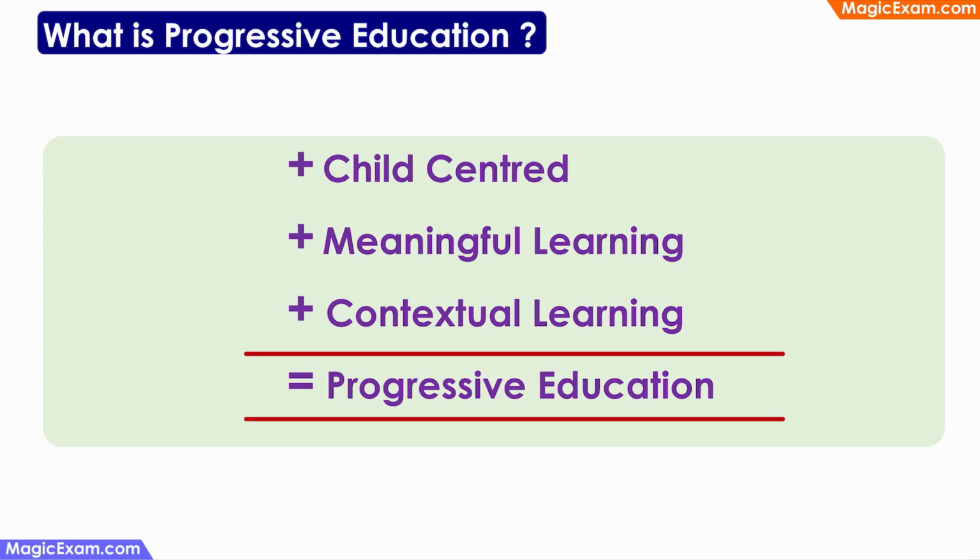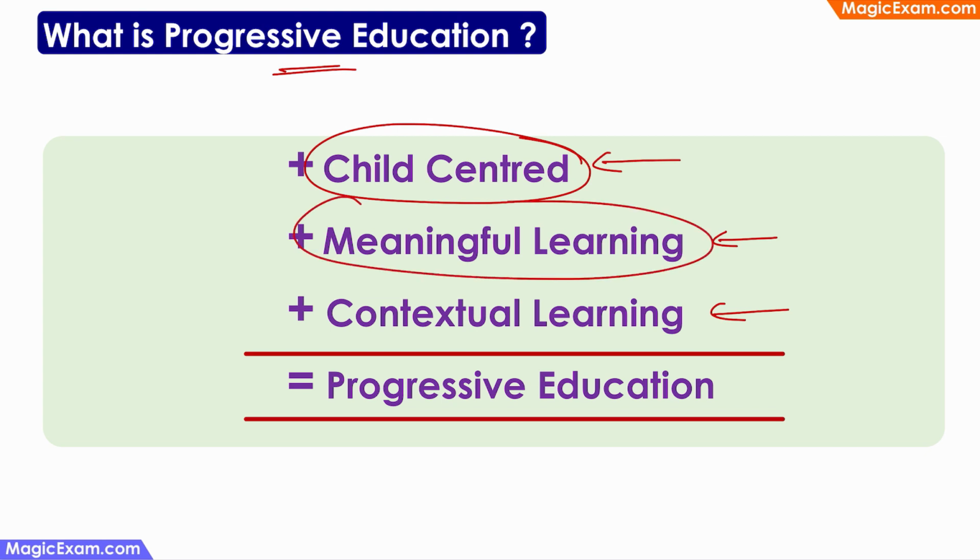Now that we understand what a child-centric classroom or child-centric education is, we have understood what meaningful learning is, and we have seen what contextual learning is. Now we can very easily answer the question, what is progressive education? Because progressive education is nothing but a combination of child-centric education, meaningful learning, and contextual learning.